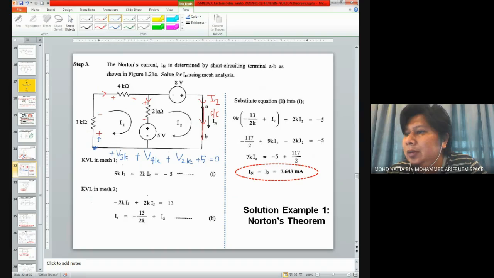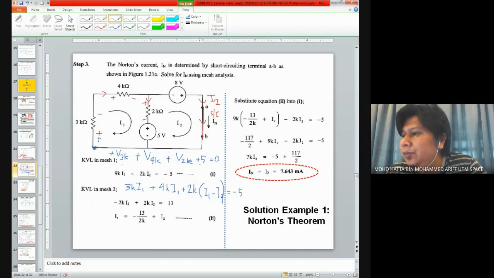If I expand this equation, it will be like this: 3 kilo times I1 plus 4 kilo also times I1 plus 2 kilo times I1 minus I2, and equals to negative 5.